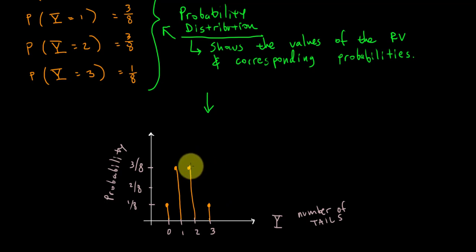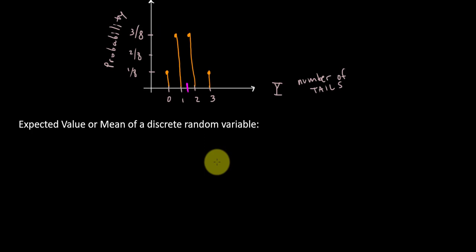And do you recall where the mean of a bell-shaped symmetric distribution occurs? Right in the center, yeah? So if we were to determine an average number of tails, wouldn't it be right here at 1.5? Definitely. And how would we compute that? Let's see. That's next. We're going to talk about the expected value, aka the mean of a discrete random variable.